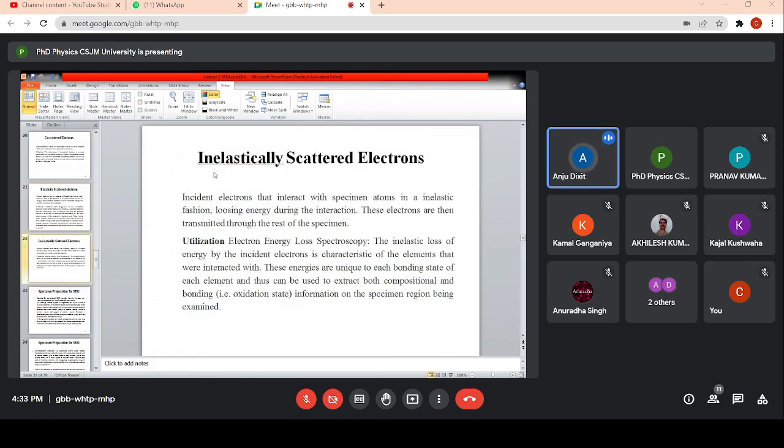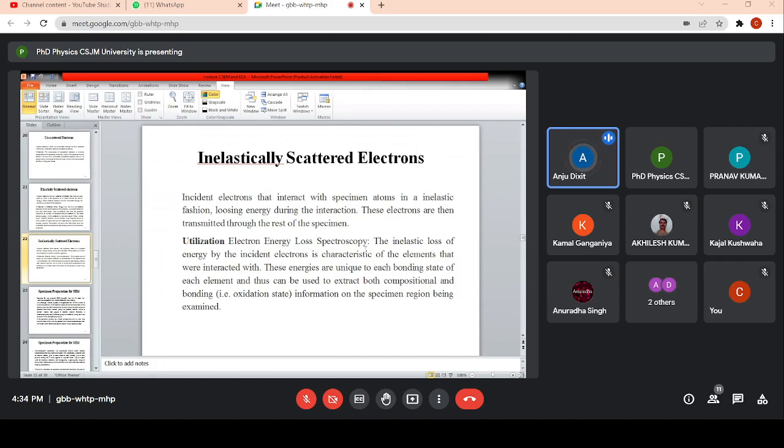Then we may have inelastically scattered electrons also. So incident electrons that interact with specimen atoms in an inelastic fashion, losing energy during the interaction. It means they are losing energy during the interaction. So these electrons are then transmitted to the rest of the specimen.